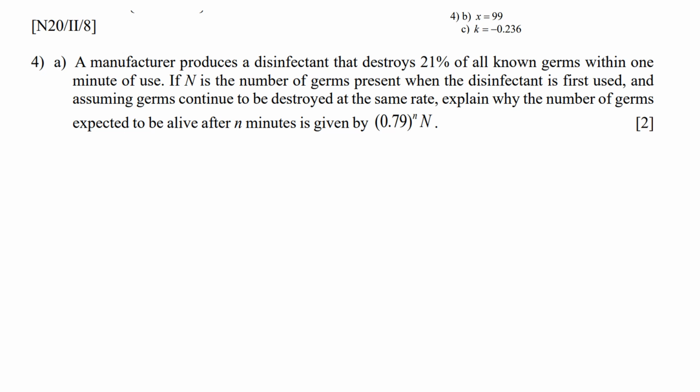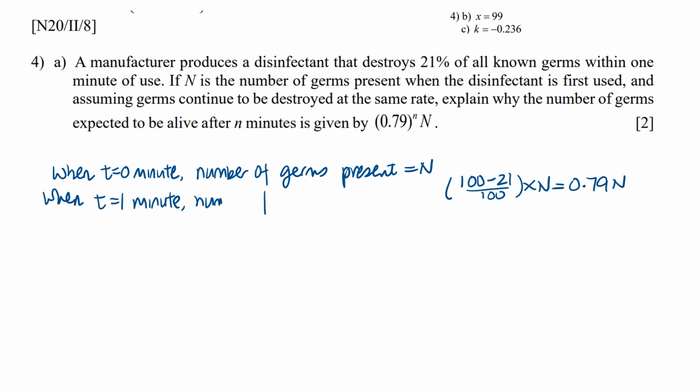Okay, so how do we go about solving it? What we have done here is we start off with 0 minutes. So when t is 0 minutes, the number of germs present is n. That is when you have not started to use your disinfectant. So there are n germs in the house. Okay, so you start to use this disinfectant. So 1 minute later, what happened?